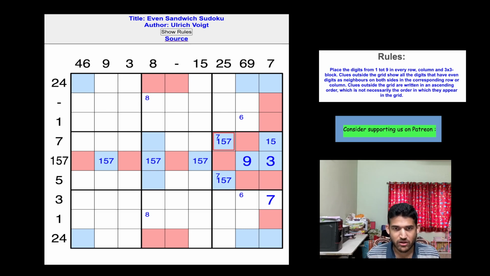And now I know in the same box as 7, the 3 evens must occur. So these will be 7s. And you can't have a 7 sandwiched by even digits because only 2 and 5 are sandwiched. So 7 goes here. So this will be a 1 and a 5. And 1 cannot be sandwiched by even digits, so that is a 5, that is a 1.